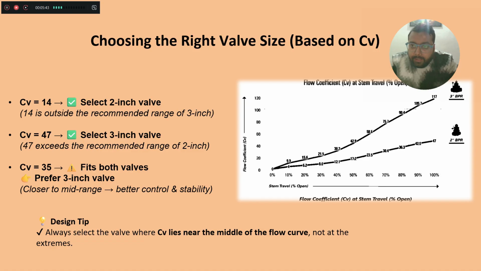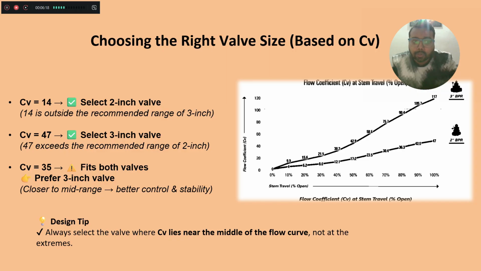Now when you calculate a particular condition, your CV comes to 47. Some people say that 47 is coming into the maximum of the 2-inch valve, but we do not have to go for the 2-inch valve because it will not come into the mid range of the 2-inch valve. We always recommend that CV should fall into the mid range of any control valve, not the full or minimum CV values. So 47 is perfectly lying into the mid range of the 3-inch graph. So we go for the 3-inch valve.